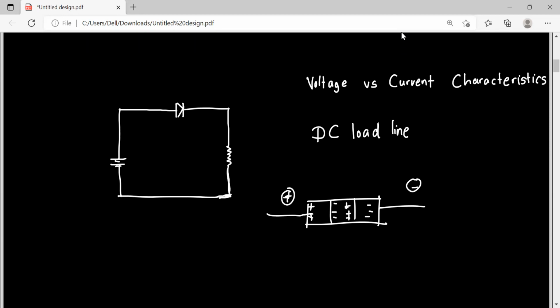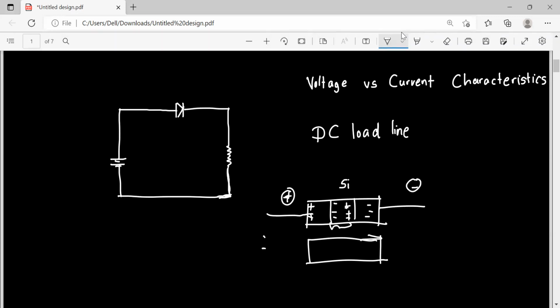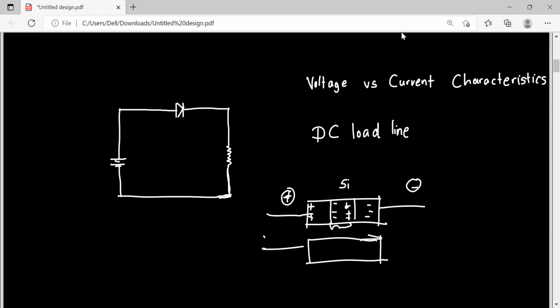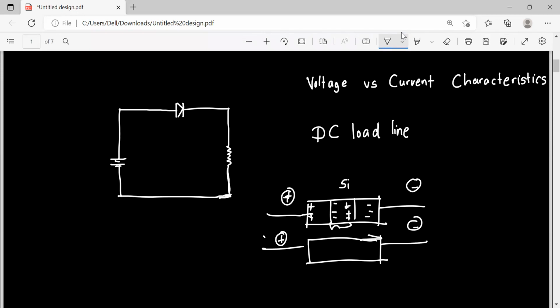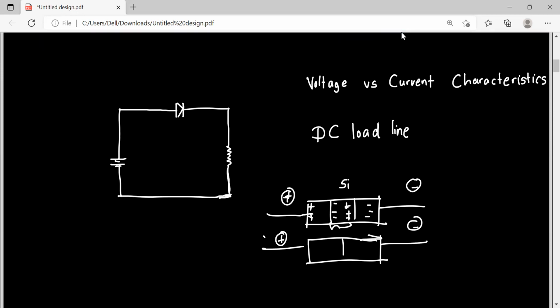Once you are connected, we provide some voltage so that this depletion region will be cancelled out. If it's made of silicon, that is 0.7 volts. If it's germanium, the depletion region voltage would be 0.3 volts, so if you provide 0.3 volts across this diode, the depletion region will be cancelled out. Let's say you are providing 0.7 volts because this is silicon, and the depletion region is no more there.